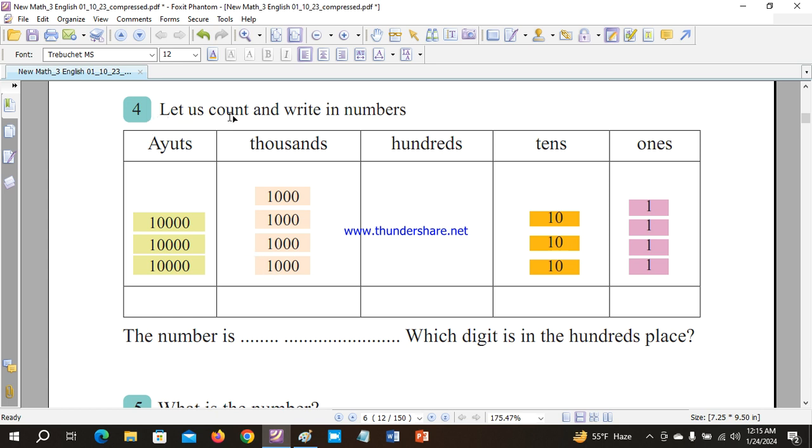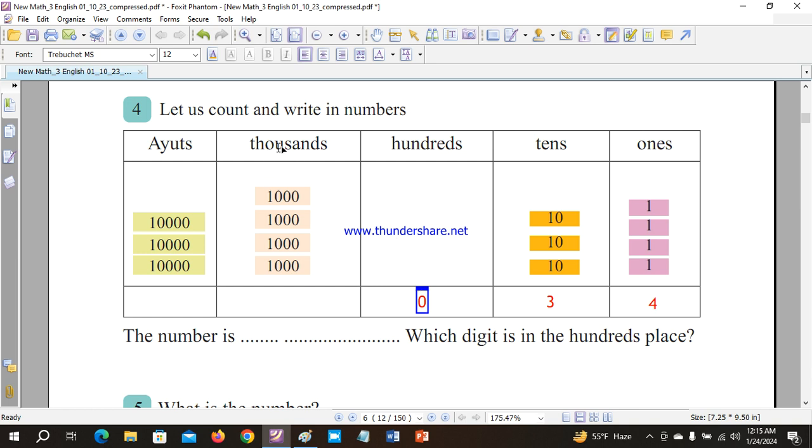Number 4. Let us count and write in numbers. Look very carefully. In ones place there are 1, 2, 3, 4, so we have to write 4 here. In tens place there are 1, 2, 3, so we have to write 3 here. And in hundreds place there is no number, so we have to write 0 here.